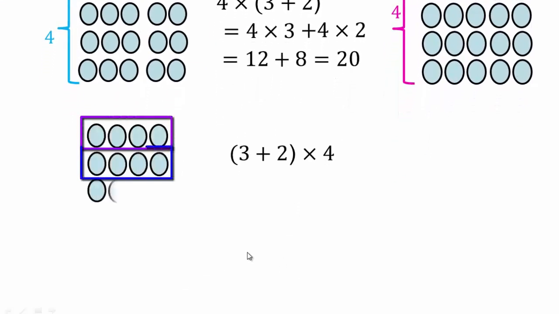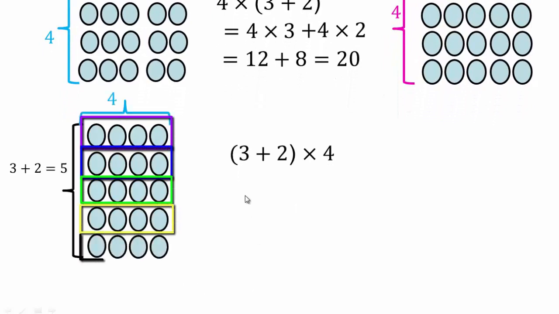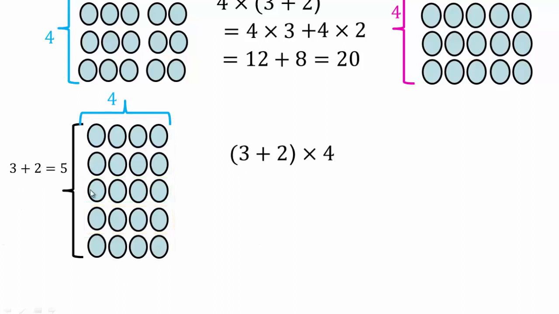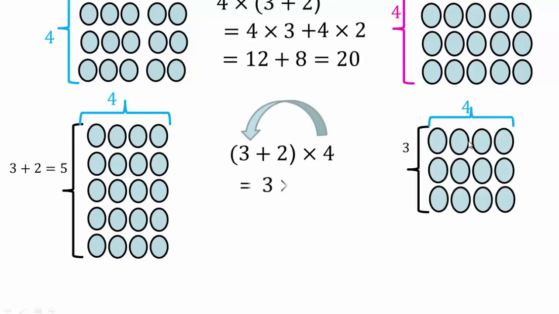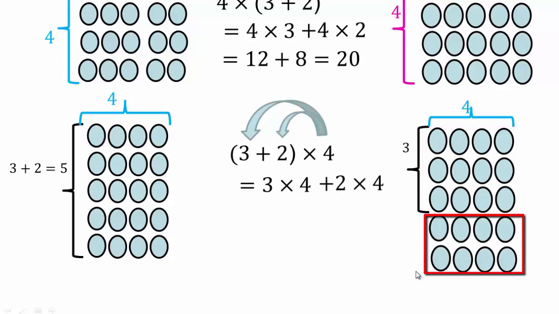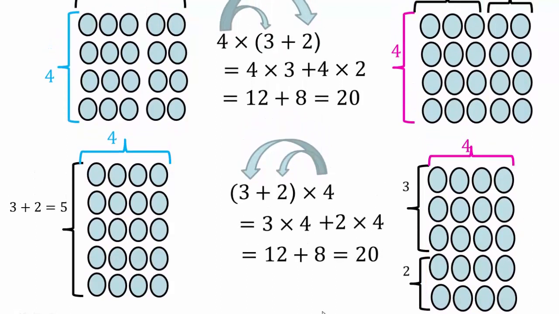Let's take a look at this. So we have 3 plus 2, 5 rows of 4 objects. It's also the same as 3 times 4, 3 rows of 4 objects, and then 2 rows of 4 objects. And you see? Both times we got 20. So multiplication distributes over addition from the left or from the right. It doesn't matter. And we should have expected that because our multiplication is commutative.